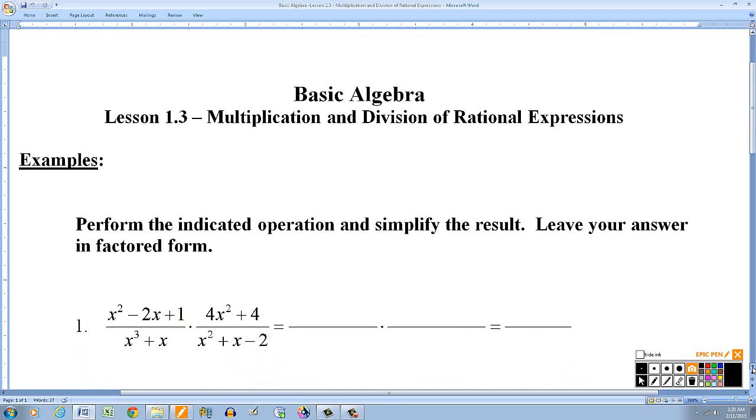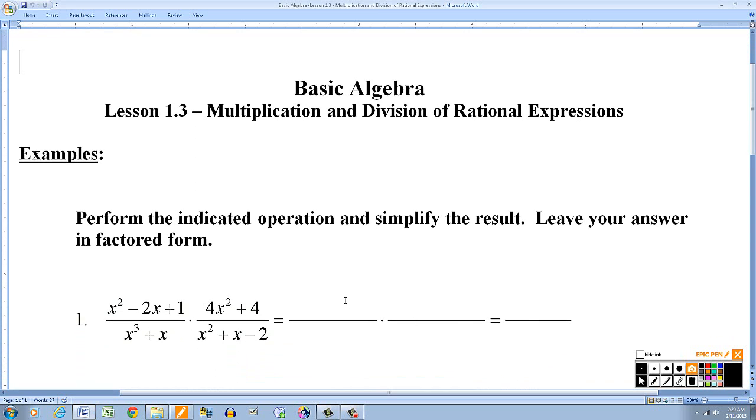So let's look at the first problem. We're multiplying. So basically all we're going to do is, again, factor the numerators of each fraction, whether you have multiplication of two fractions or more than two. Factor the numerator, factor the denominator of each of the fractions, and then you cancel like factors. You can cancel any factor in the numerator with any like factor in the denominator, regardless of which fraction it's in, as long as there's one on top, one at the bottom. So one in the numerator, one in the denominator.